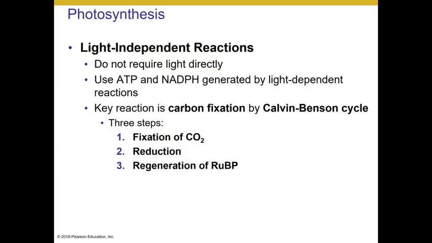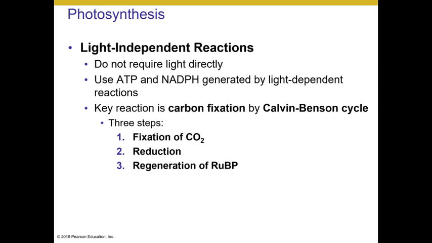Light-independent means they don't need light directly. They use ATP and NADPH from light-dependent reactions. This is where carbon dioxide gets fixed into glucose. There are 3 stages. Stage 1, fixation: CO2 joins with RuBP. Stage 2, reduction: energy from ATP and NADPH turns it into sugar.